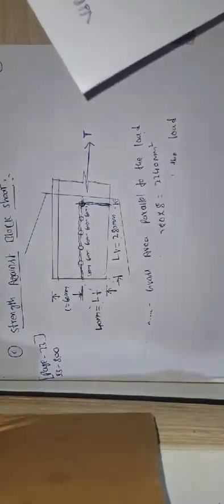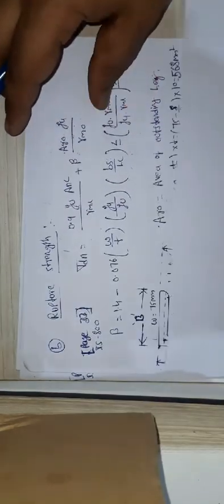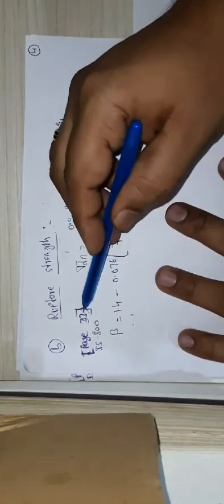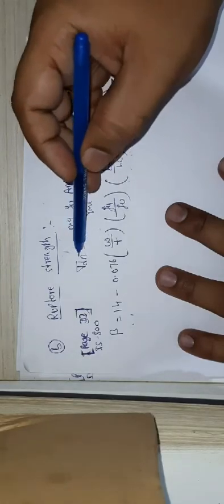Next you need to check the strength against rupture. It is given on page number 33 of IS 800. So what is the formula for strength against rupture?